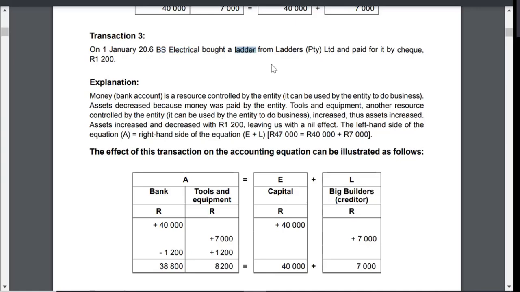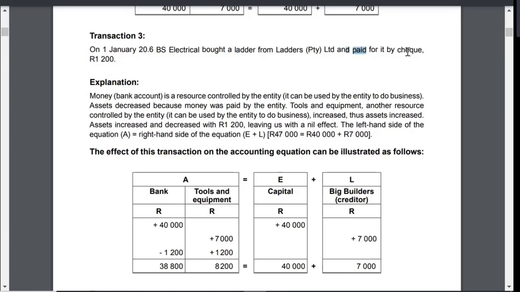What is a ladder in BS Electrical's business? A ladder would be an asset again. Why are you saying that? You are saying that because he is an electrician. The business is BS Electrical. He would be using this to render a service. A ladder will be used to go render a service to a customer. That's why this is an asset.